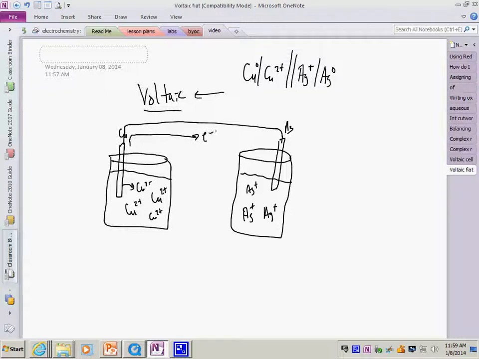So that's an important electron flow. In this half I have copper metal going to copper 2+ plus 2 electrons. This is called oxidation. You should just realize that oxidation takes place at what's called the anode, the negative source. And I spelt that wrong.